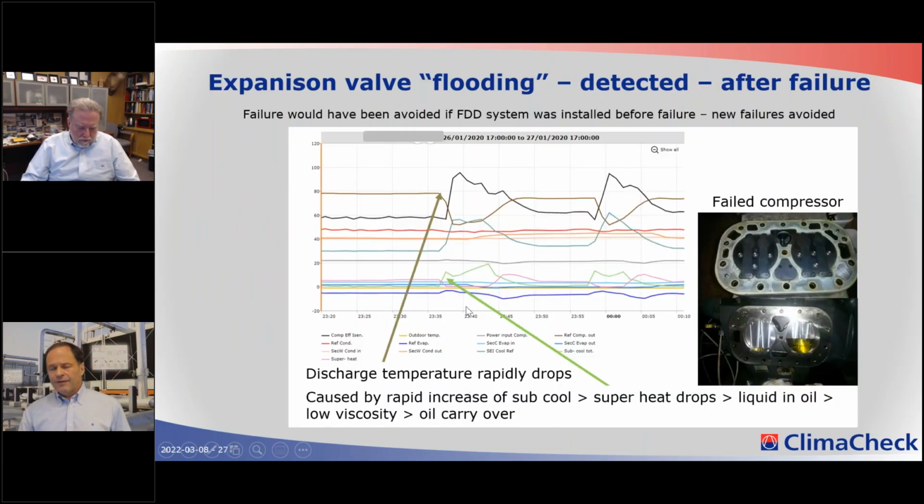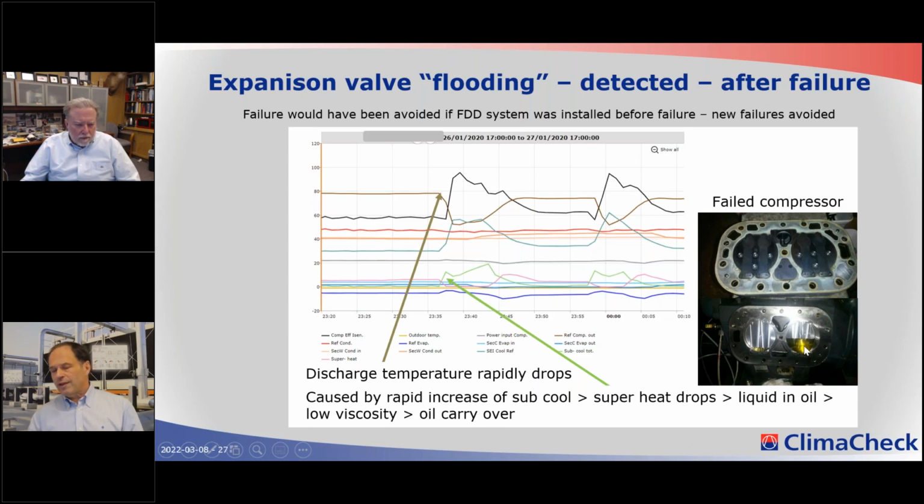I'm just taking some very practical examples. This is from a hotel in Sweden. They had a number of compressor failures, and eventually they installed ClimaCheck on the system. Here we can see how the compressor efficiency suddenly went through the roof. This is obviously not because the compressor got very good. If I look here, my subcool went very high, which made the expansion valve not work correctly. So it flushed liquid back and broke the compressor.